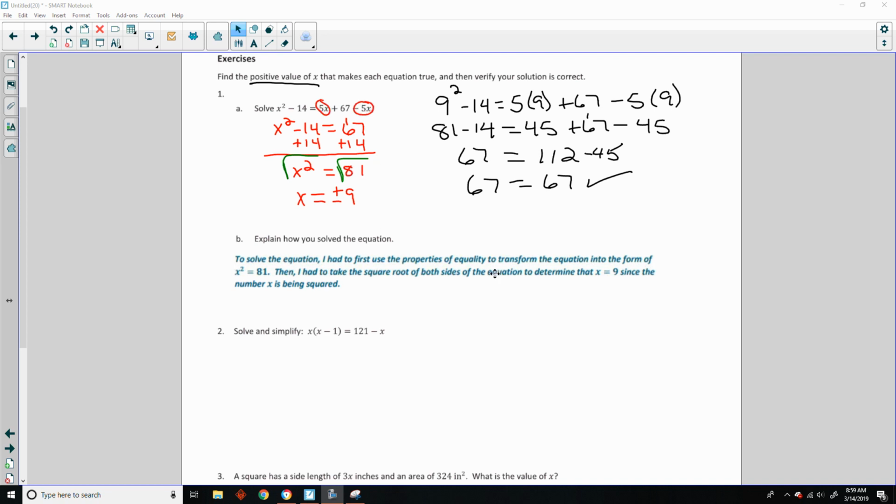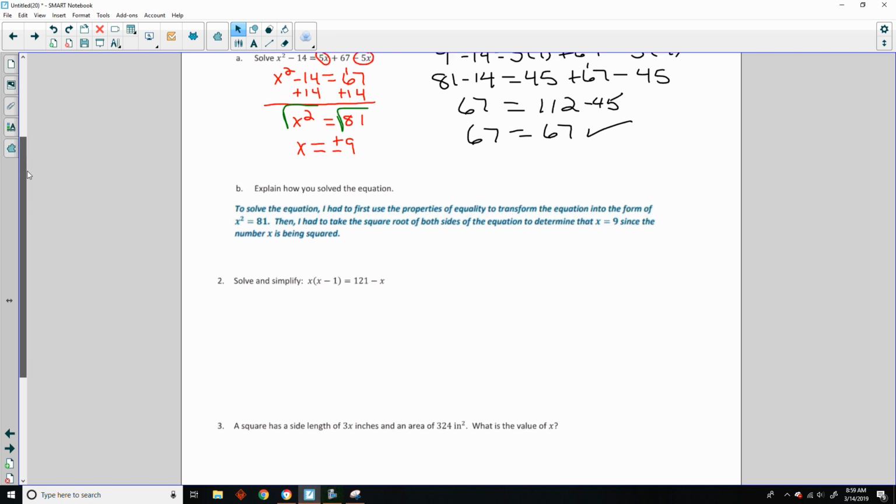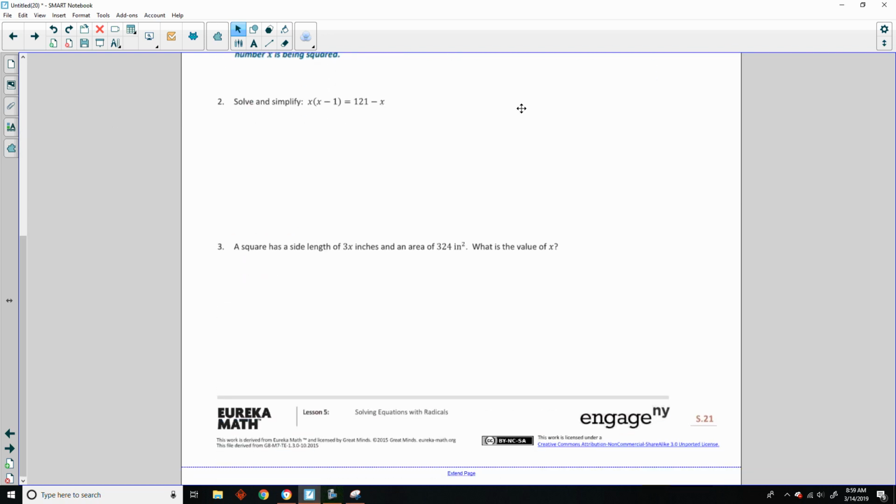Then I had to take the square root of both sides of the equation to determine that x equals 9, since the number x is being squared. So the answer was 9 and negative 9, actually. But they're only asking for positive solutions. Number 2.